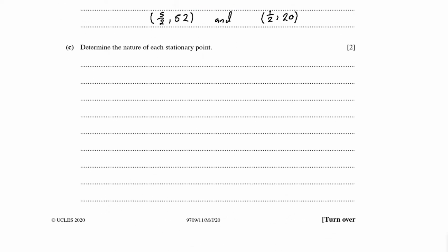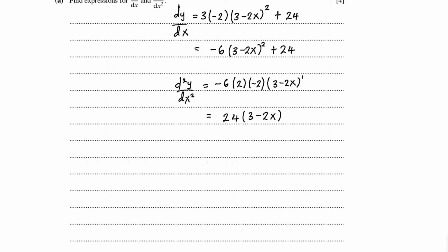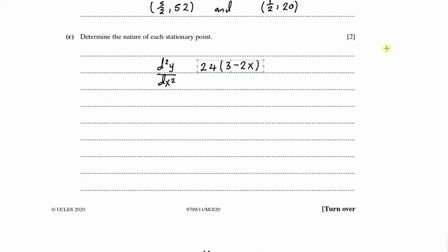Then for part C, determine the nature of the stationary point. Now to determine the nature of the stationary point, we have to find the value of d squared y by dx squared to see whether it's going to be positive or negative. So for d squared y dx squared, the second derivative, we got it as this. That's 24 bracket 3 minus 2x. So this here is the second derivative.